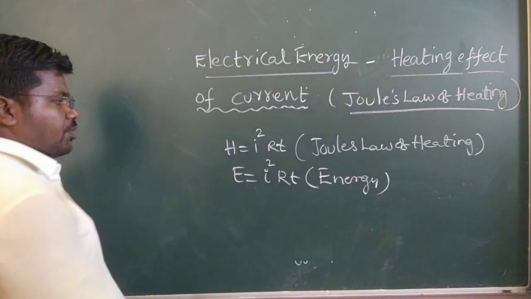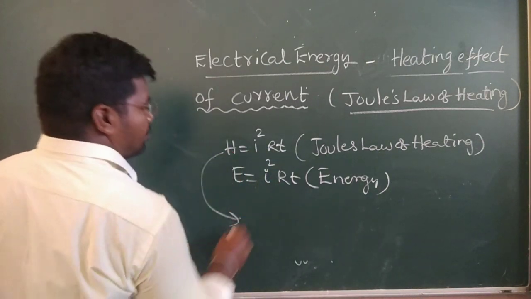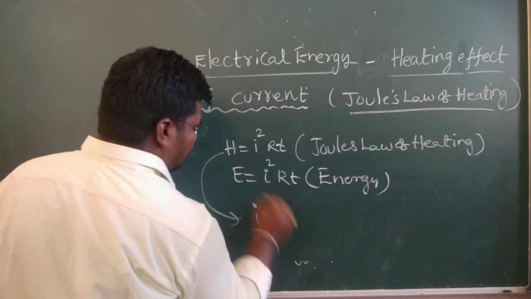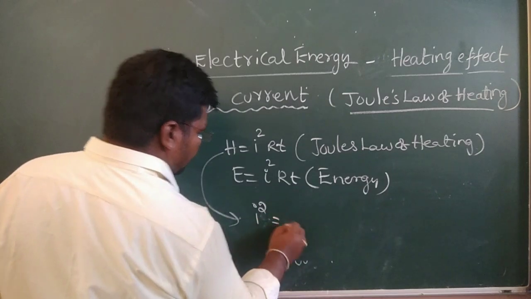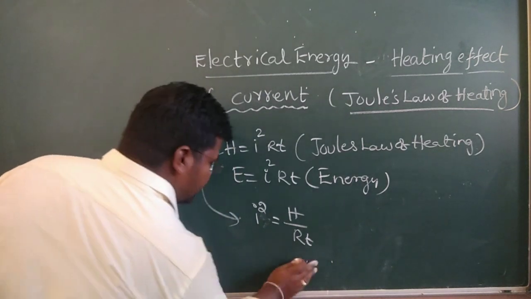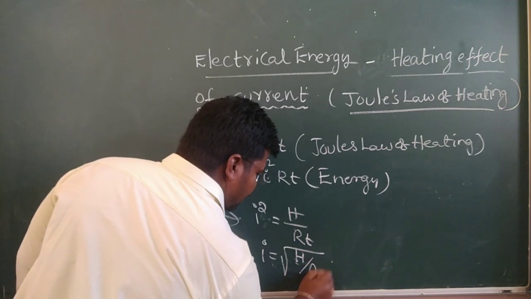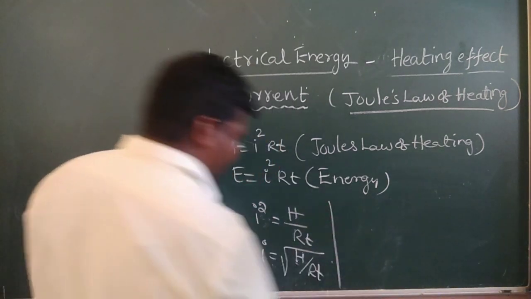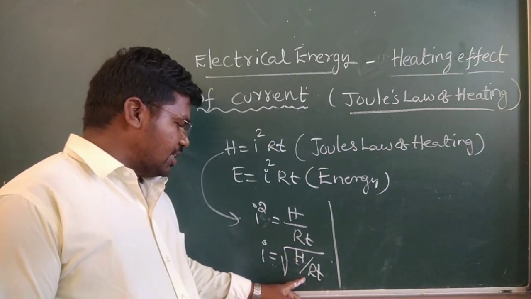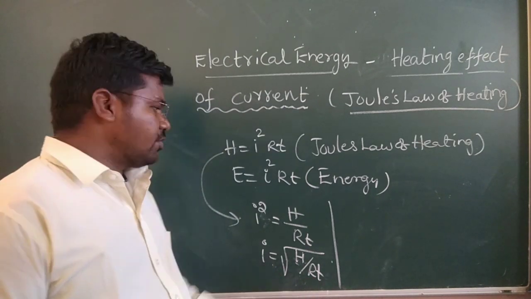Now how can we find current? From this, I square is equal to H divided by RT, so I is equal to root of H by RT. H is the heat energy, R is the resistance, T is the time. From this expression, we find the current.